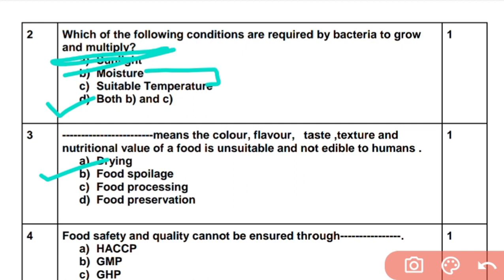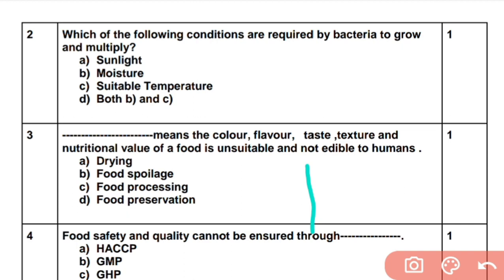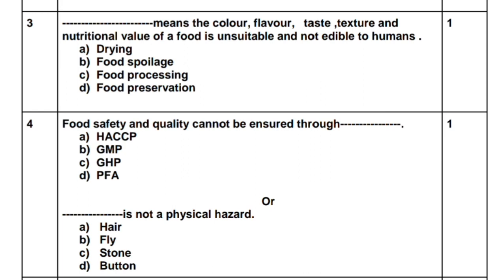The next question is, food safety and quality cannot be ensured through HACCP, GMP, GHP and PFA. Obviously, HACCP, GMP, GHP, these are all related to food safety and quality. The answer is PFA. Can you tell me the full form of all these? Just give the answer in the comment box. Let me see how thorough you are. In case you have forgotten, go back to the lesson and revise.